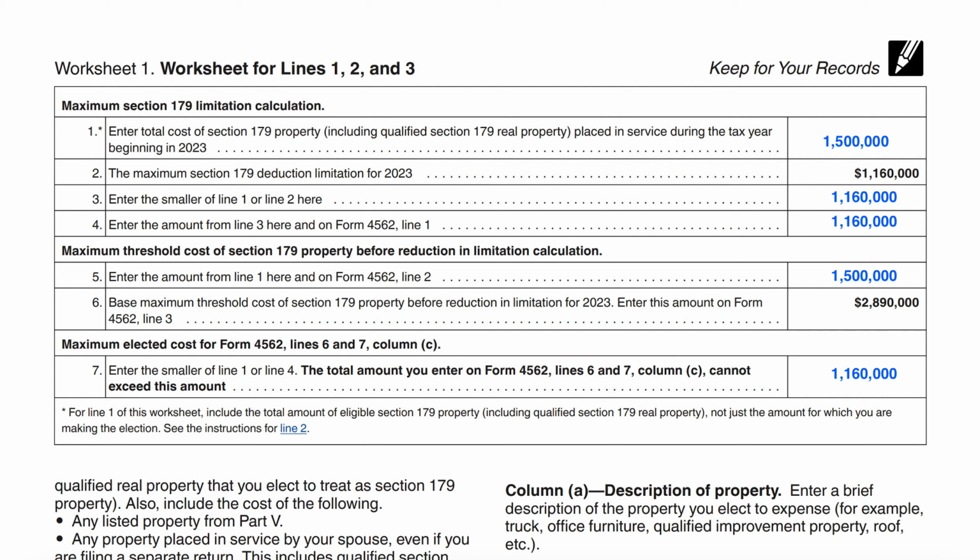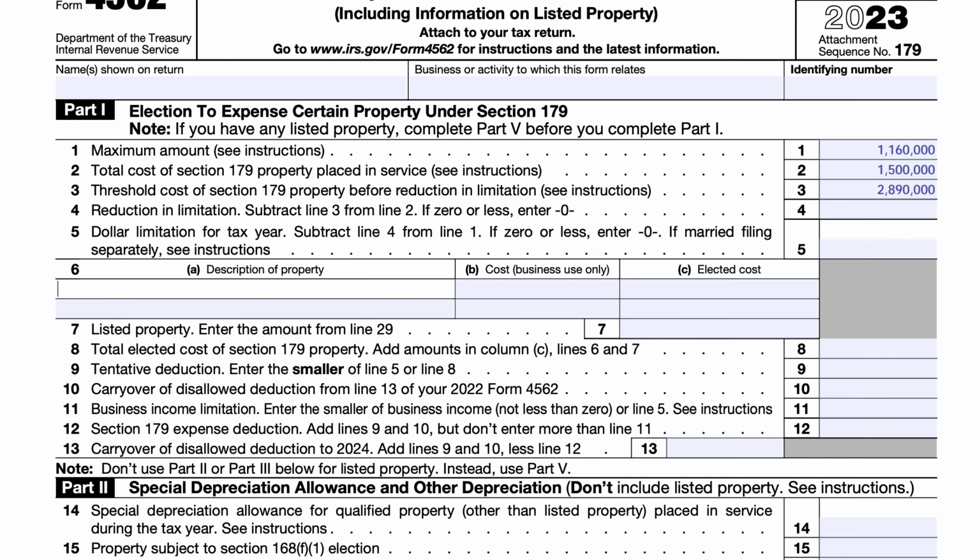In this video, we'll be going over Worksheet 1 for IRS Form 4562, Depreciation and Amortization. So this is the worksheet that you may need to complete if you're considering taking Section 179 depreciation on certain property. So let's highlight where we're talking about in the tax form itself.